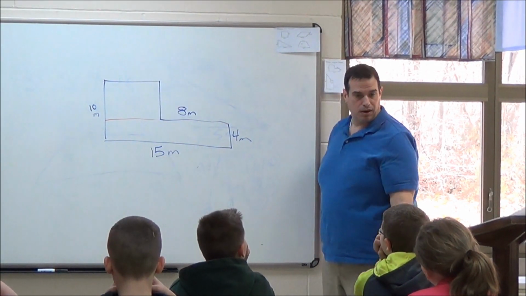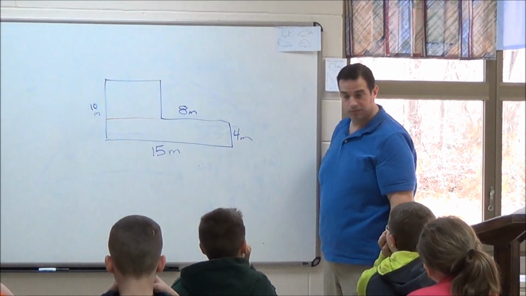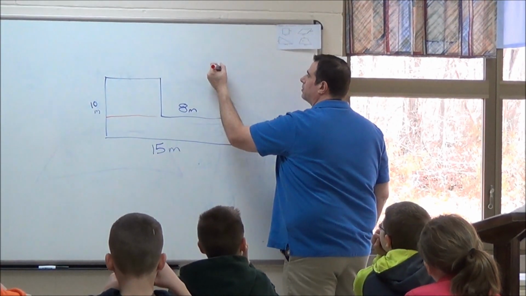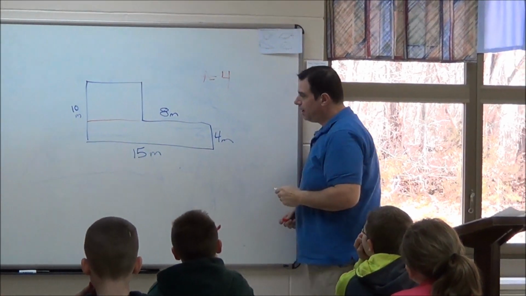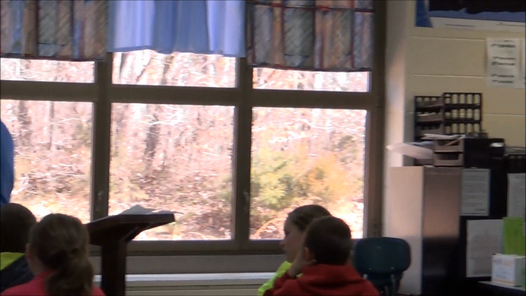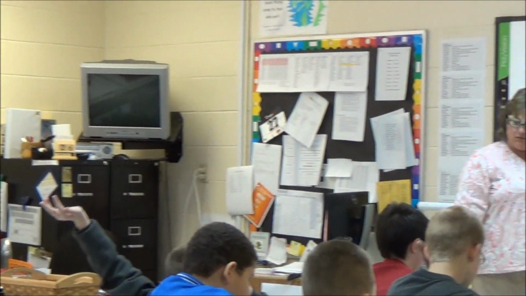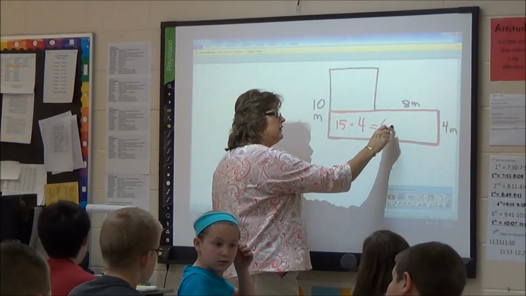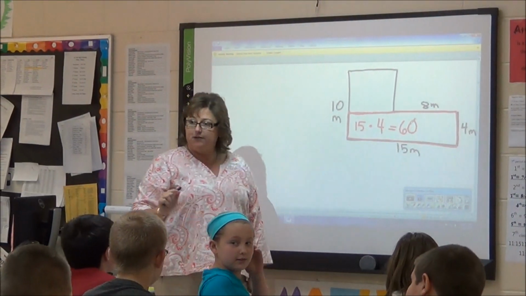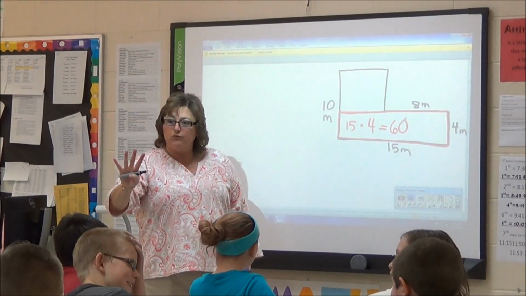Four, fifty. What's my height? Four. So the area equals four times fifteen. From here to here is four times 15. So what's four times 15?